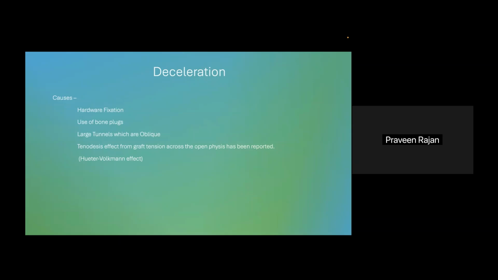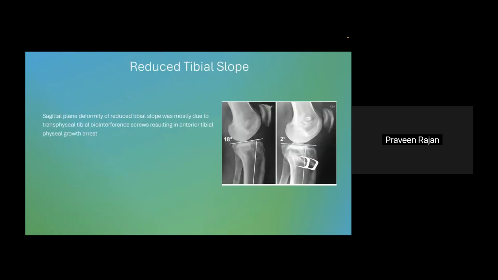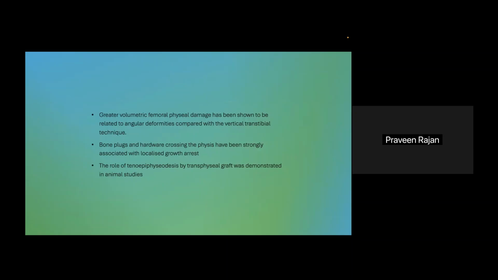which states that compression across the physis causes slowing of growth and distraction causes acceleration. Reduced tibial slope has been mentioned in a few of the articles, which say this is mainly due to anterior tibial physeal arrest due to biointerference screws, and this also secondarily leads to graft failures. Greater volumetric femoral physeal damage has been shown to be related to angular deformities. Bone plugs and hardware crossing the physis have been strongly associated with localized growth disturbance. The role of tenoepiphysiodesis by transphyseal graft was demonstrated in animal studies.